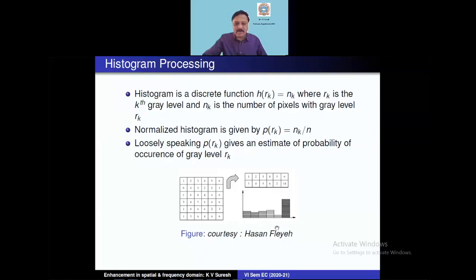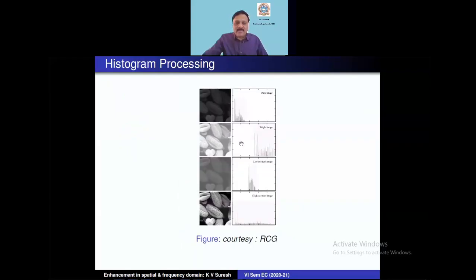So what we understood by histogram is it is just a conversion of a two-dimensional image into a one-dimensional plot. I look at all the gray levels and how many times each gray level appears in the image. And just to normalize it, we divide it by the total number of pixels, thereby getting the probability. Loosely speaking, this is the probability of occurrence of each gray level. Therefore, a normalized histogram can also be called the probability distribution of the gray level values. This is what we understood in the last class, and we also took some typical examples.